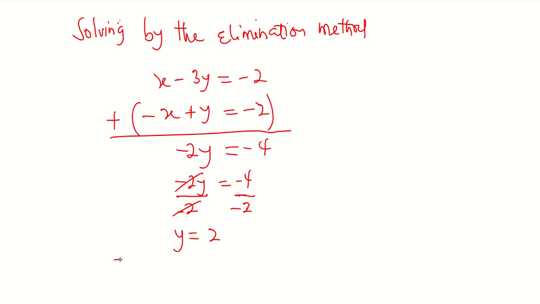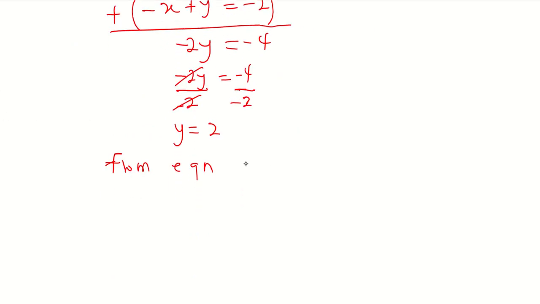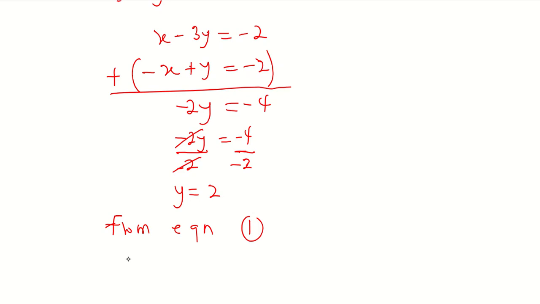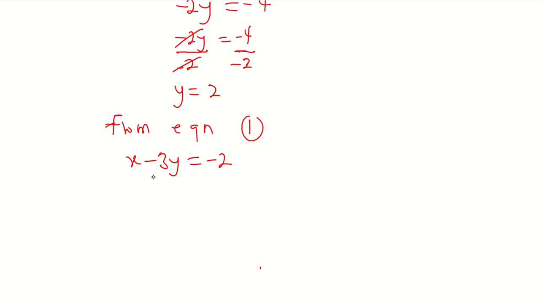So from equation 1, we know that x minus 3y is equal to minus 2. And so when y is equal to 2, that means our x minus 3 multiplied by 2 is equal to minus 2, which means x minus 3 times 2 is 6. We have minus 2 here.